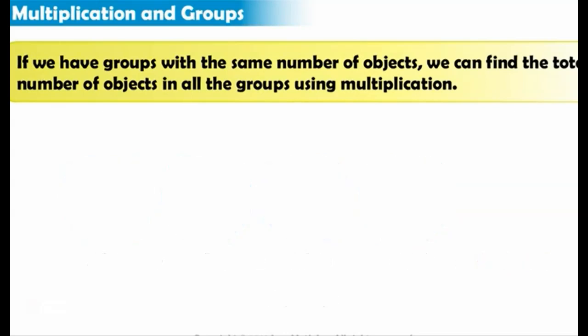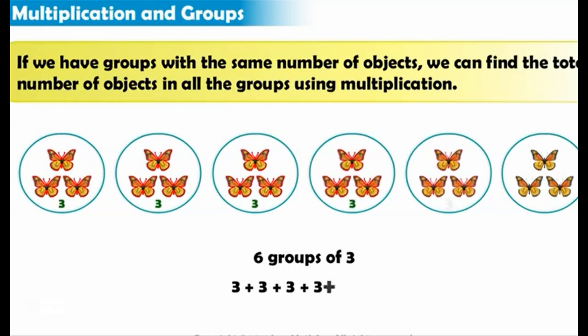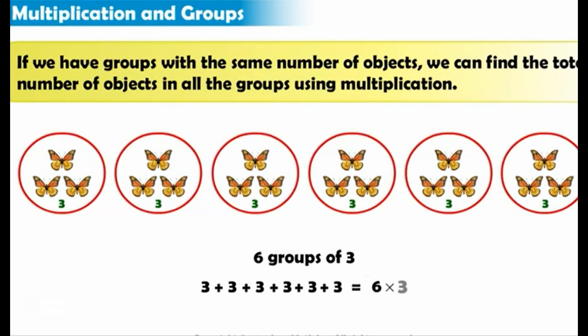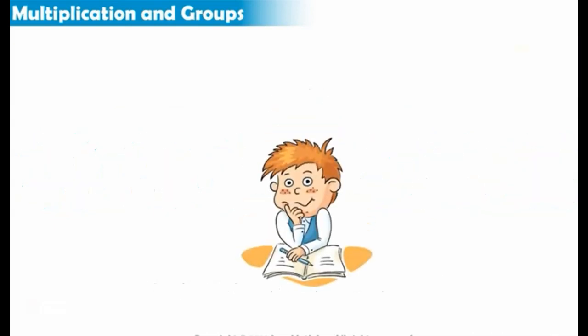Let's try another one. In this example, we have 6 groups of 3 butterflies. So we have a total of 3 plus 3 plus 3 plus 3 plus 3 plus 3, or 6 times 3, and that equals 18 butterflies. How can we find the product of 5 times 4? Let us try to do this by having groups, then drawing pictures for them.